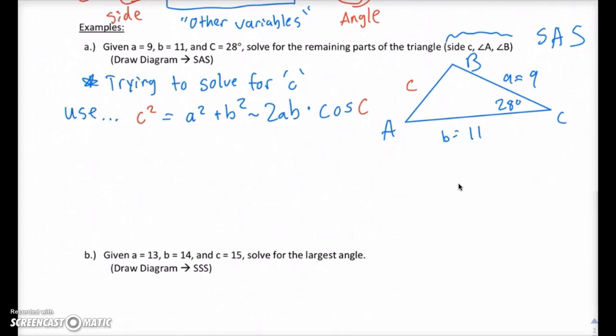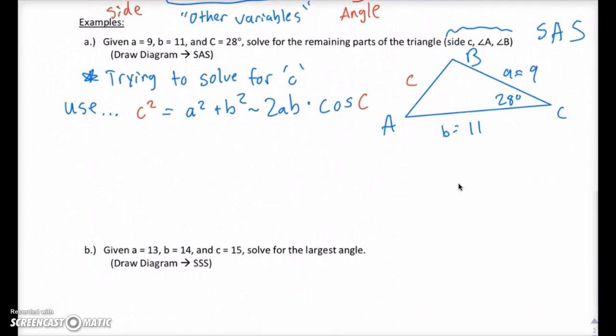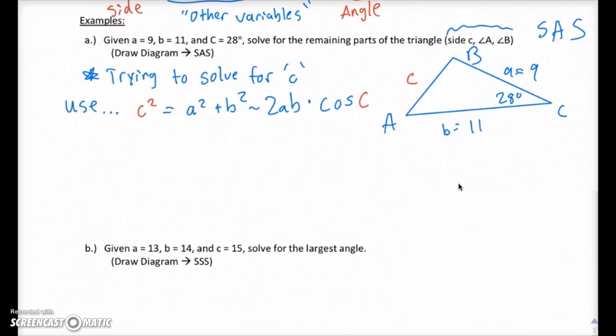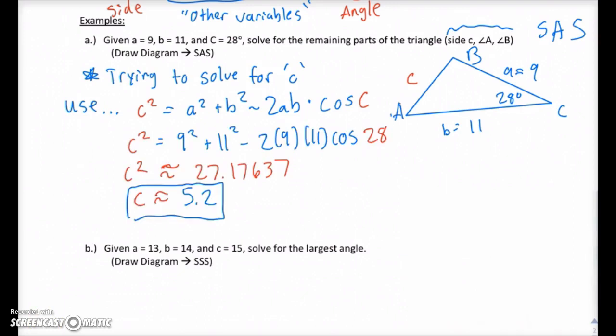And then from here, you really just plug in our values. So if you guys can just pause the video here and plug in your values and see what you get for side C. Okay, so simplifying our equation there, C should equal approximately 5.2. So our C here is about 5.2. I'll write it in that triangle.